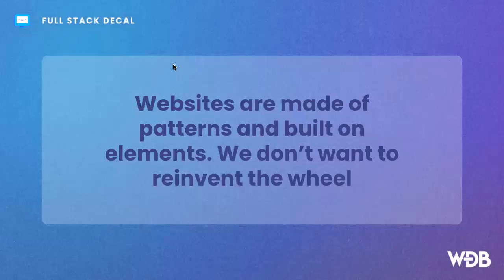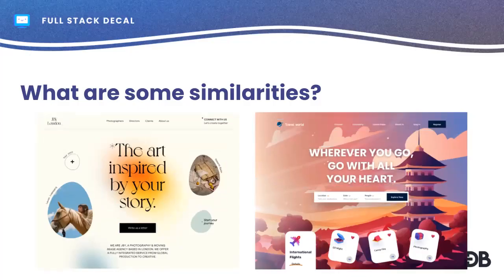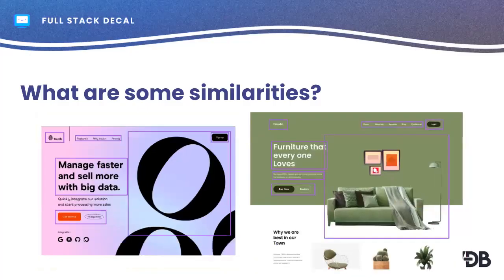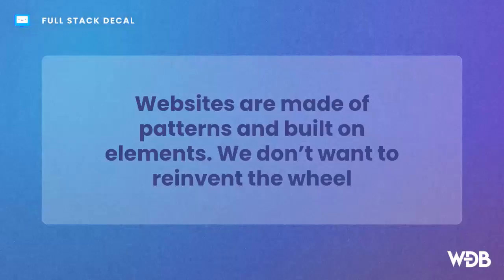So now that we've analyzed some websites, I think it's pretty clear to assume that websites are made of patterns and built on different elements. And in general, all these sites look pretty good. It looks nice, doesn't look like Craigslist. So we don't want to reinvent the wheel. There's a general way websites are laid out that works well with almost all users, and people generally really like it and find it pleasing to the eye.